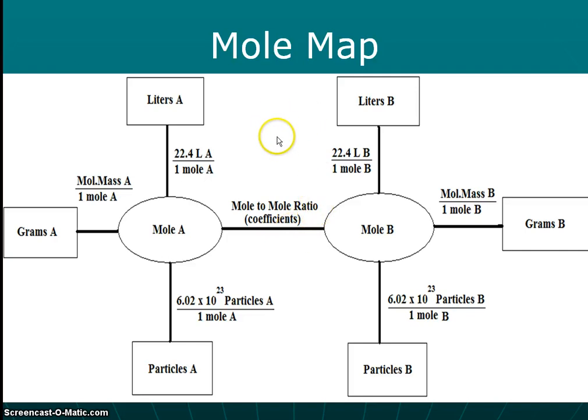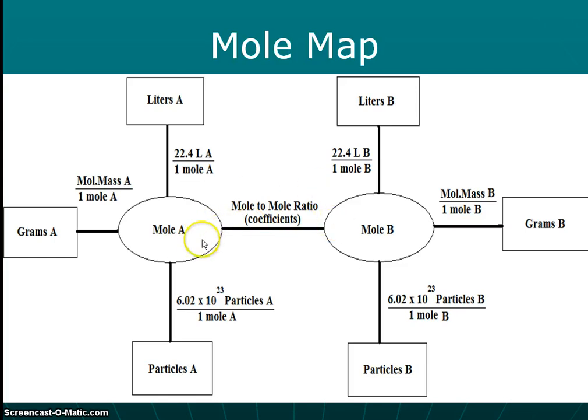Once you have this written down, what I want you to notice is that if you cut it in half, this side is a mirror image of this side. The only difference is that everything on the left is for A, everything on the right is for B. So what we're going to do is connect from A to B, and notice the only connection is this one line right here, the mole-to-mole ratio, and you get that from the coefficients. So what you're going to do is use the coefficients to switch from the A side to the B side.